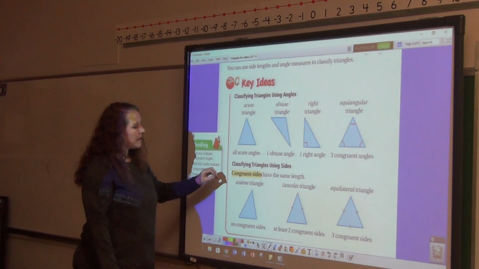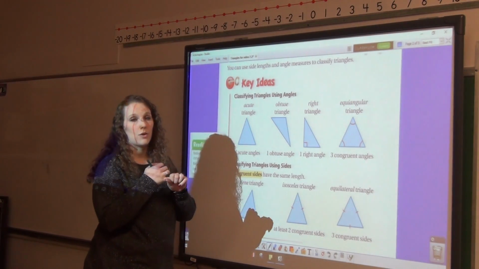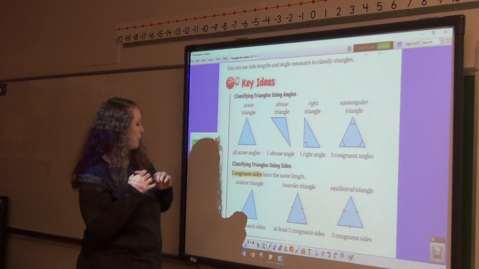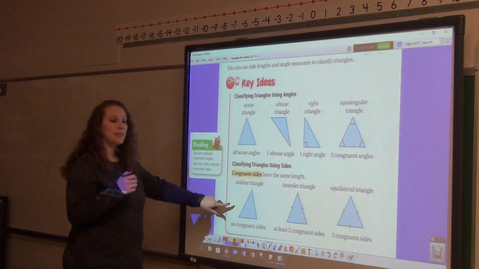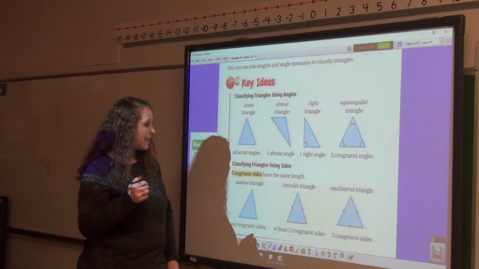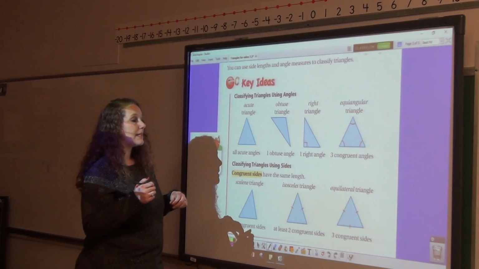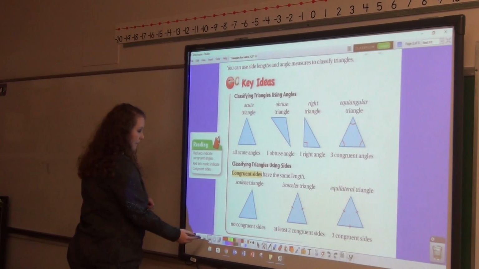All right, classifying triangles by its sides. Congruent sides have the same length. Congruent means equal, if you remember. So if it has no congruent sides, it is a scalene triangle. If it has two congruent sides, it is isosceles. And if it has three congruent sides, it is an equilateral triangle.